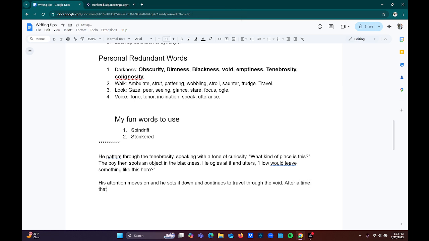After a time that he can't perceive, because he's in the darkness, the boy collapses onto what he thinks is the ground, stopped. I believe that's the tense we want for stonkered.